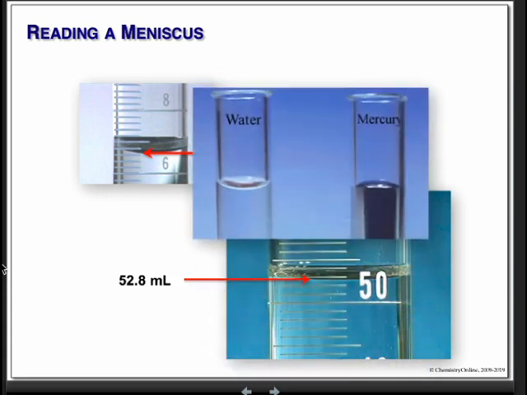There's also something called a positive meniscus. If you ever have occasion to read a manometer or something with mercury in it, this is water, it's a negative. Mercury is a positive. And if you have a positive meniscus, you read from the very top instead of the bottom.